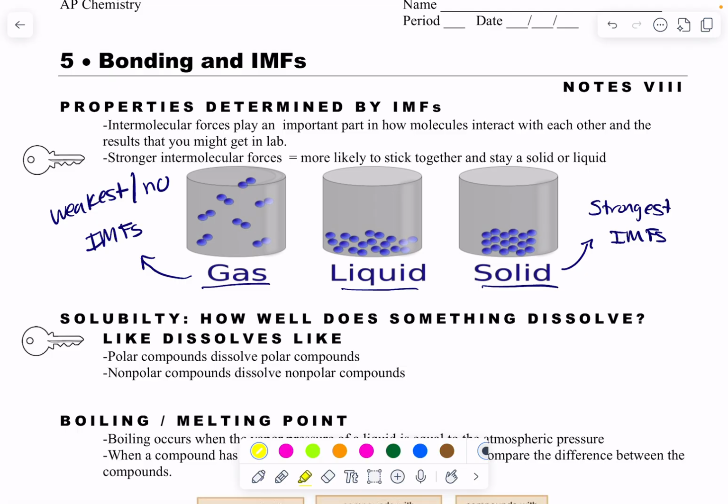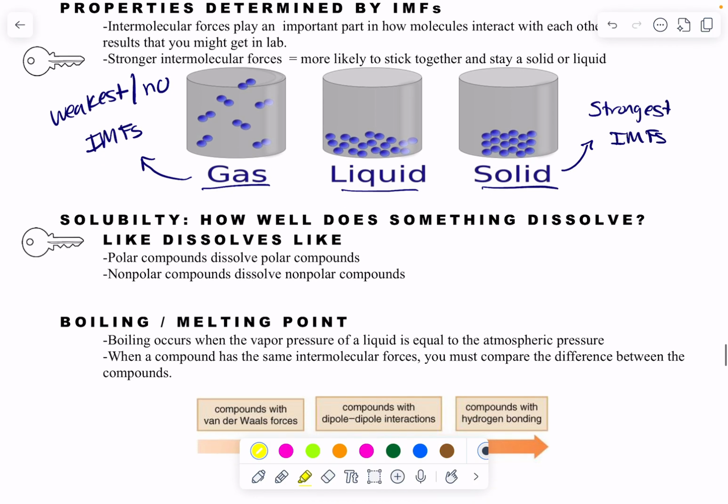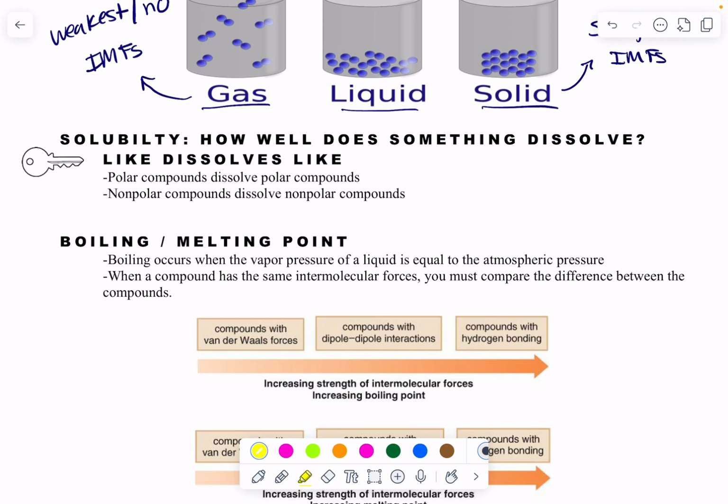What I discussed in the previous notes is the idea of like dissolves like. And all that means is that polar compounds dissolve other polar compounds, and nonpolar compounds dissolve other nonpolar compounds. You can think about it as kind of like a black and white scenario, but it's very much not black and white. Sometimes solubility is not clear cut.